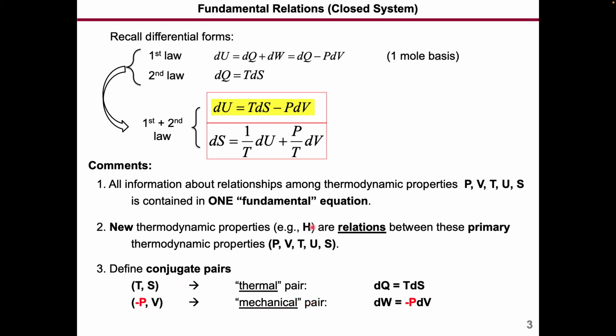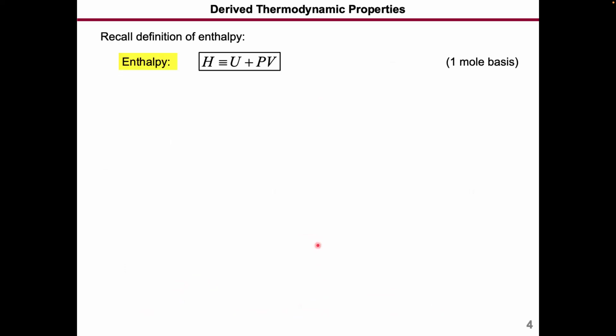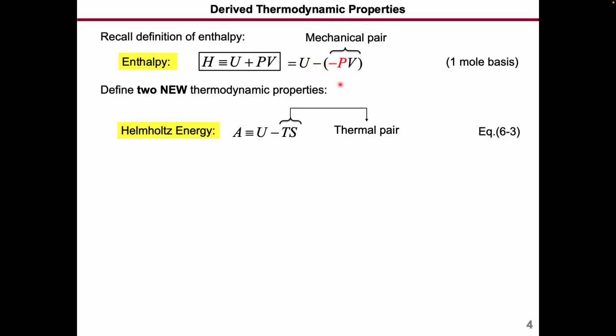Now, we already defined enthalpy, right? So just recall, enthalpy H is equal to U plus PV. So basically internal energy plus a mechanical pair, right? And then the mechanical pair is minus PV, so you have a minus sign in front, okay? So U minus the mechanical pair.